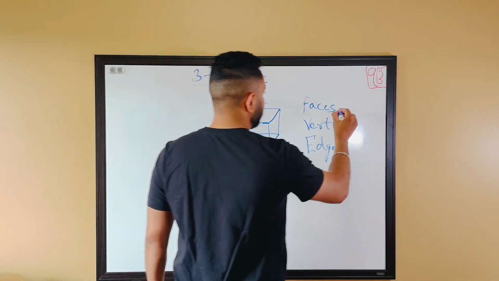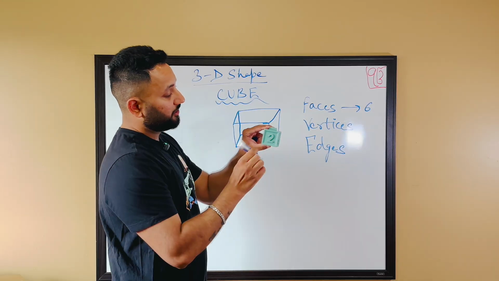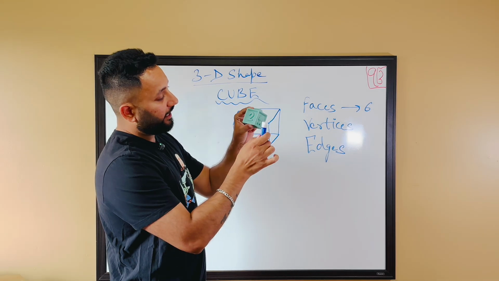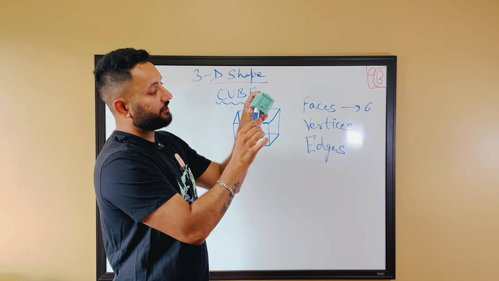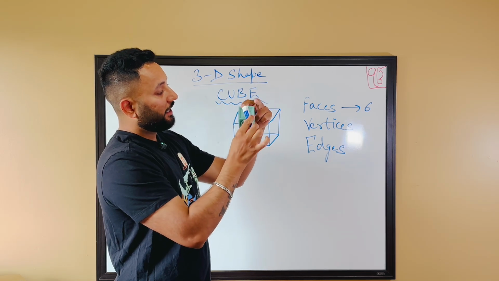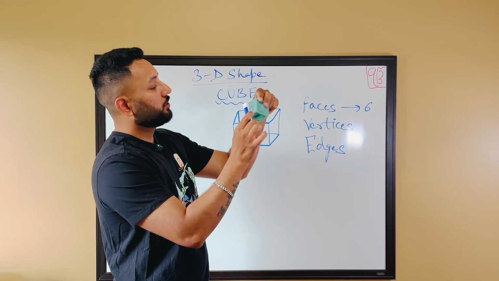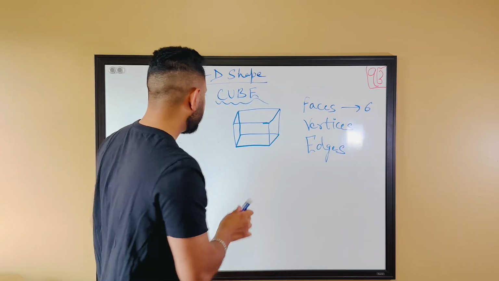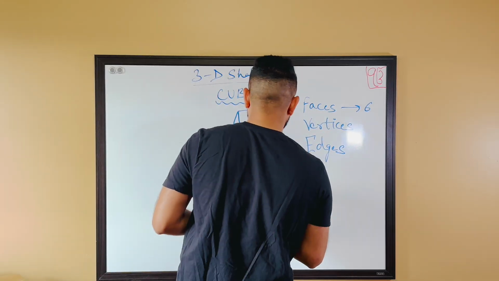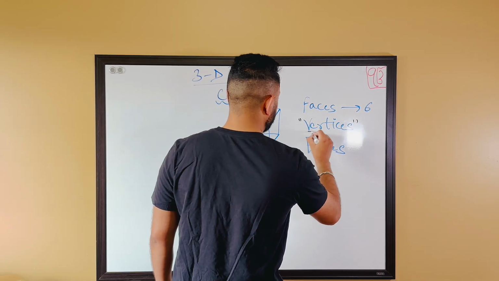So a cube has 6 faces. This is the front face, and this is the back face, and this is the top face, and this is the bottom face, and these are the side faces. So 6: 1, 2, 3, 4, 5 and 6. So 6 faces.